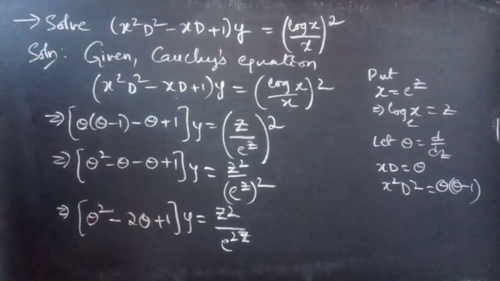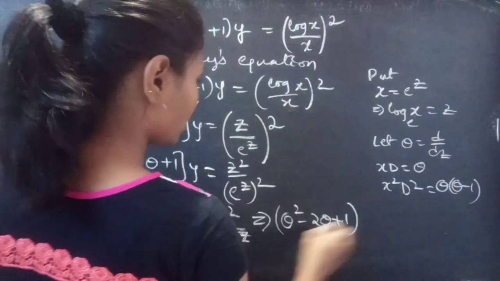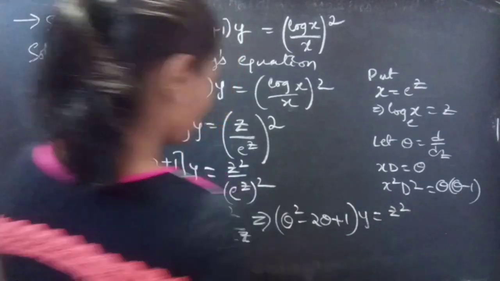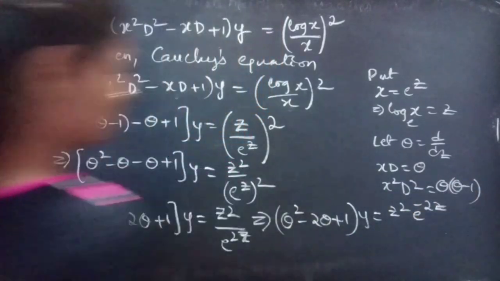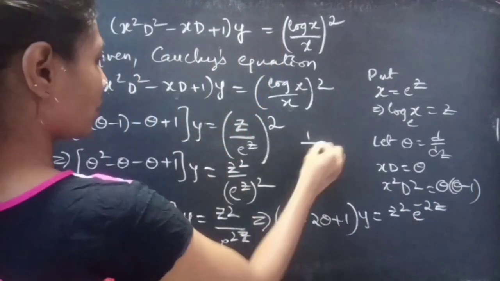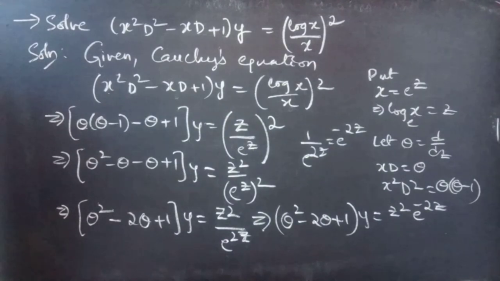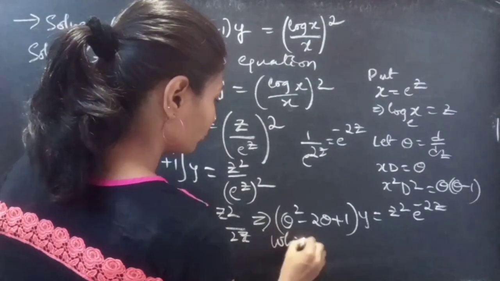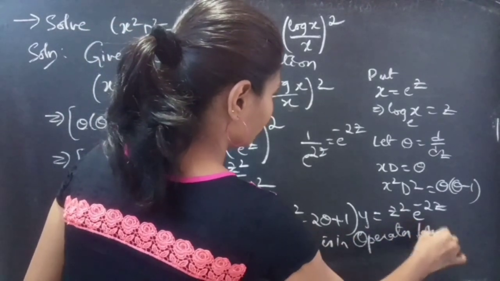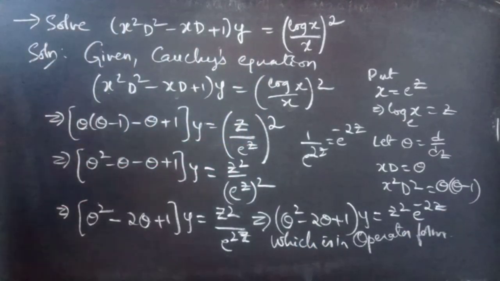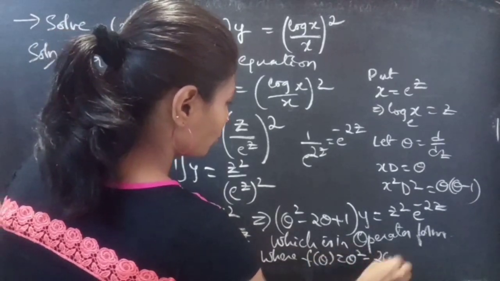Here we can also write this as theta square minus 2 theta plus 1 into y equals to z square into e power minus 2z. We can write 1 by e power 2z as e power minus 2z, since 1 by e power 2z equals to e power minus 2z, right, which is in operator form, where F of theta equals to theta square minus 2 theta plus 1.